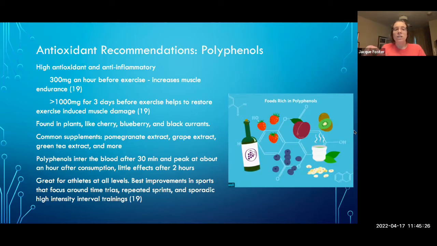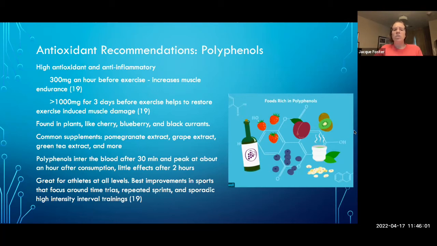From research, it says that taking about 300 milligrams an hour before exercise can increase muscle endurance, and taking 1,000 milligrams plus a little more for the 3 days prior to exercise can also help restore exercise-induced muscle damage. So it's going to help a lot with recovery. Polyphenols are typically found in plants like cherries, blueberries, and black currants. Some of the common supplements are pomegranate extract, grapeseed extract, green tea extract, and more.